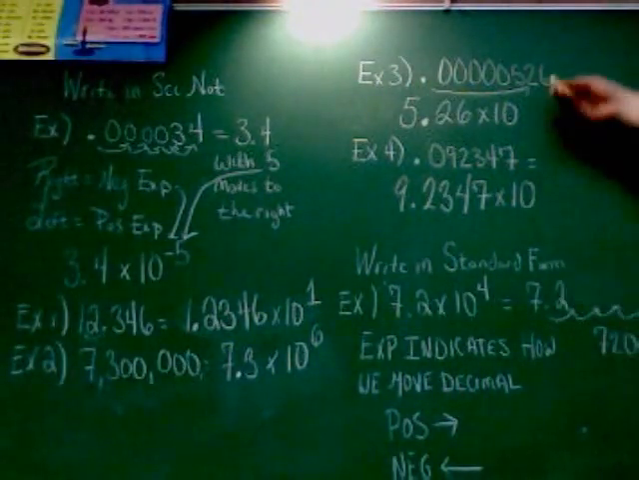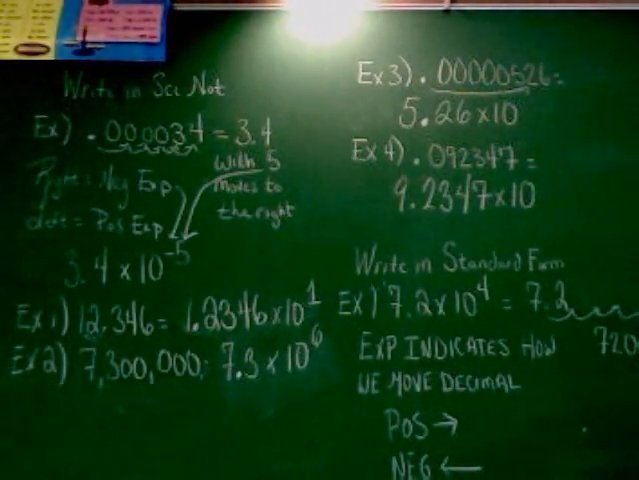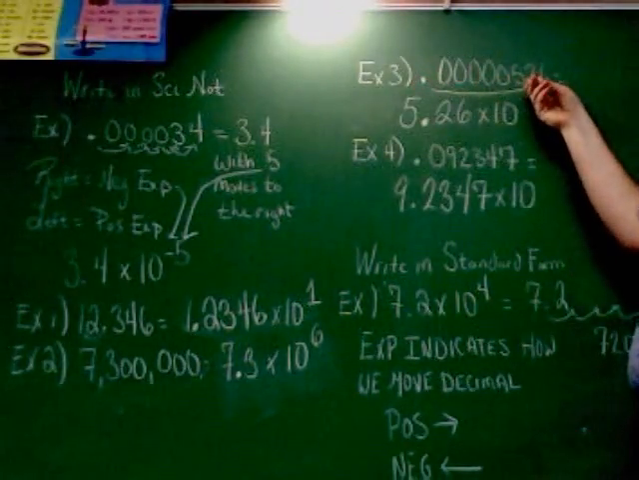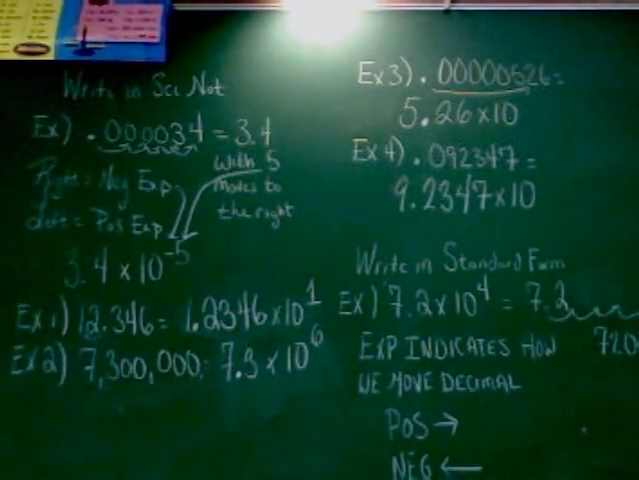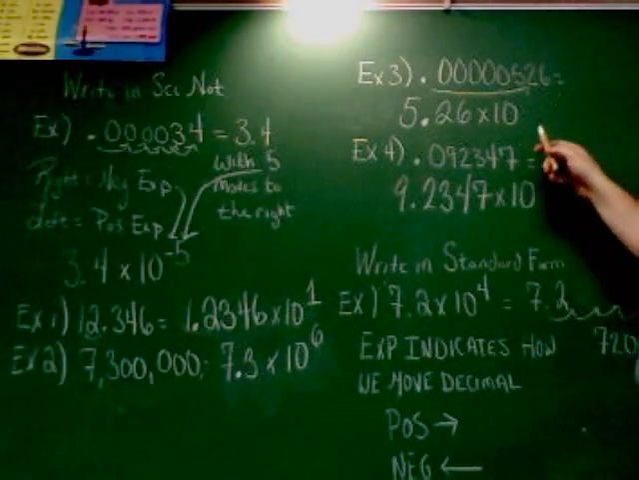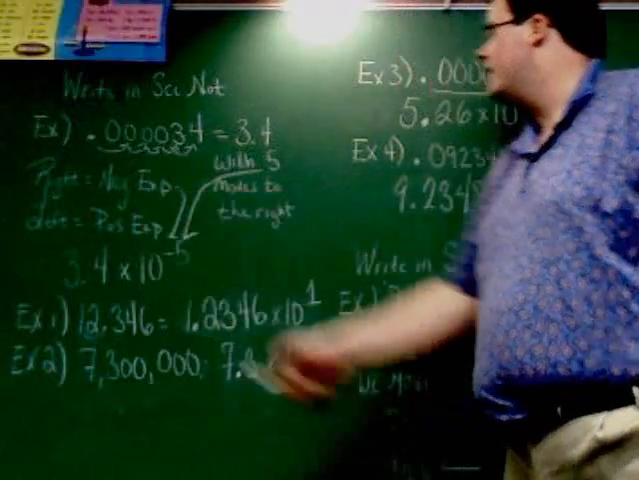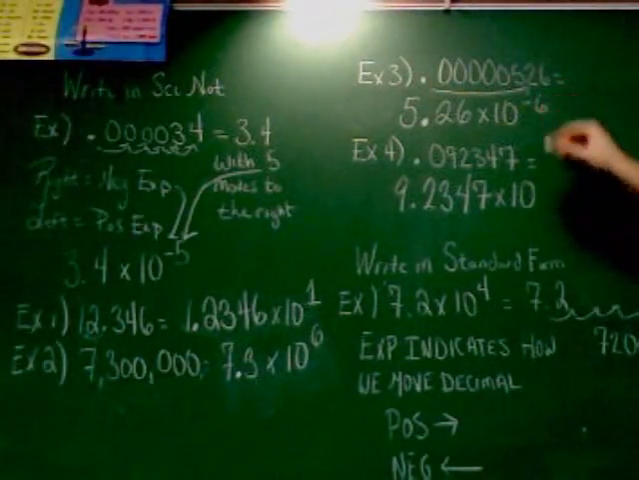Okay. Example 3. 0.0000526. How many times did I have to move the decimal from here to after the 5? 6. That's 6 jumps, and which way did I jump, right or left? Right. Okay, I moved to the right, so this is a negative. So -6.